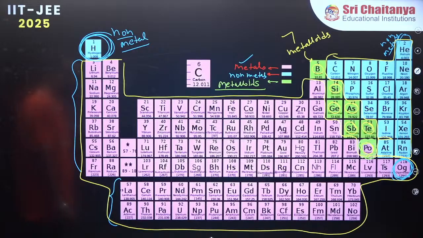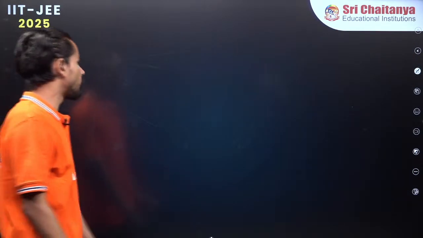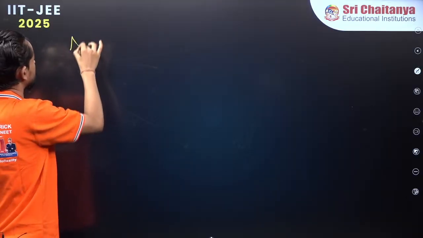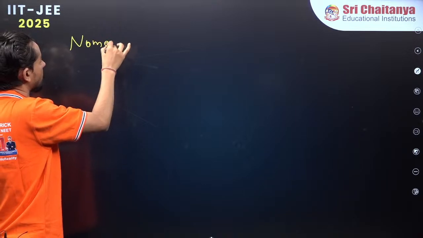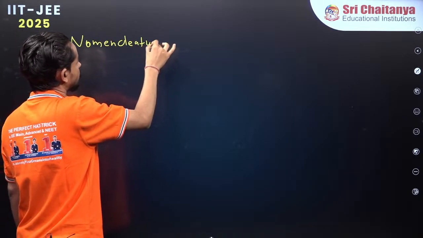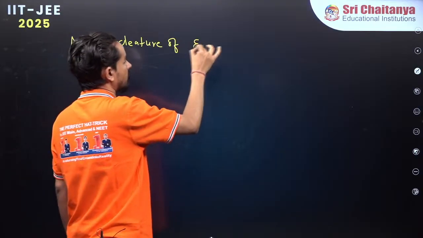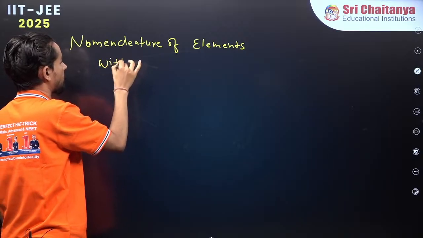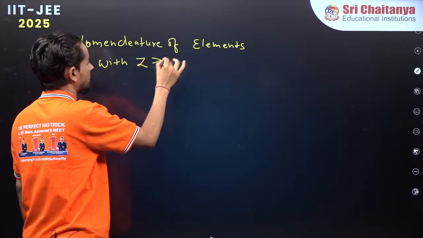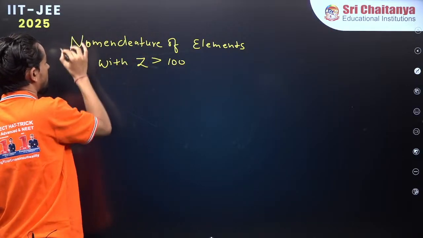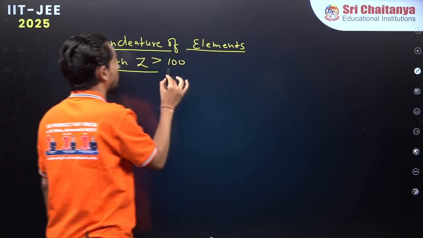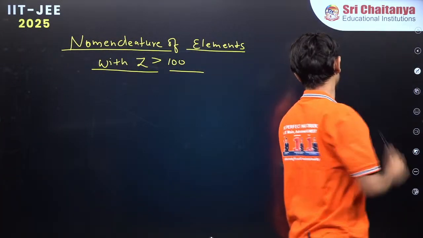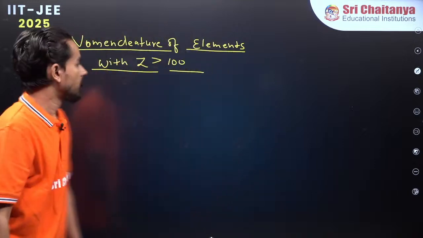Okay, now let us move to the next topic, that is nomenclature of elements with atomic number, that is called Z, greater than 100. So nomenclature of elements having atomic number greater than 100. Let us think about what were the older ways, how they were changed and why they needed to be changed. Okay, now let us write.